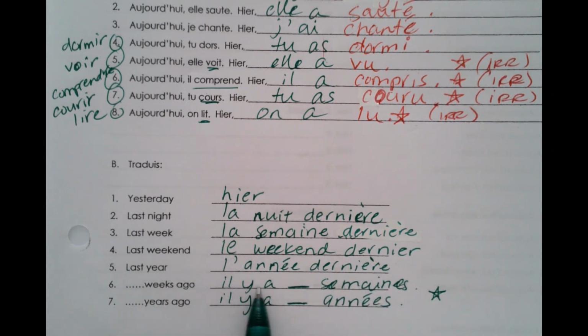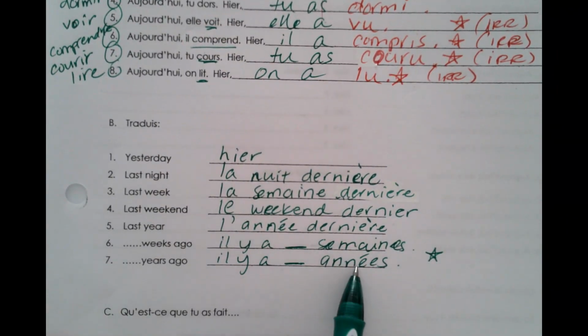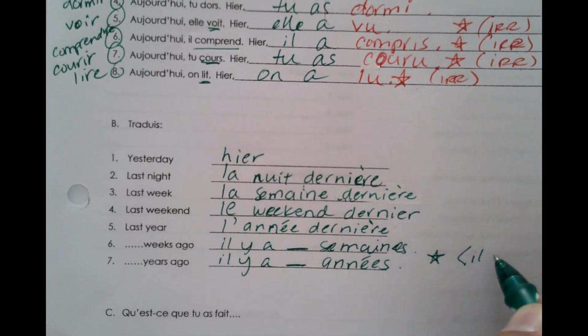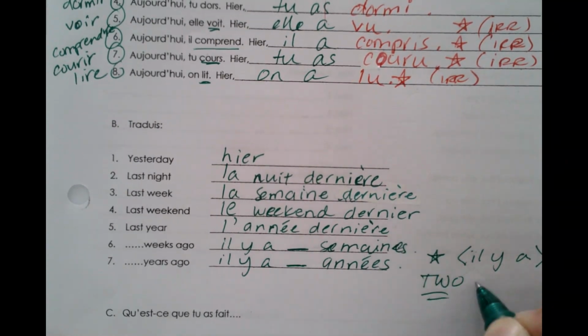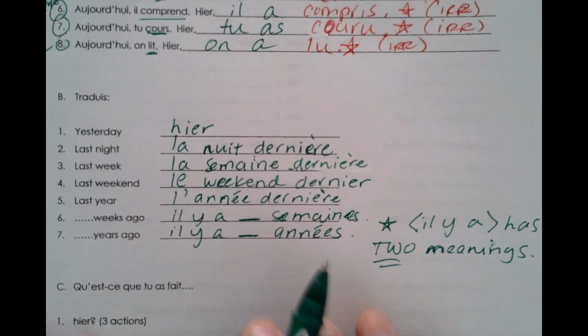Weeks ago and years ago. So you know il y a. You've heard il y a before. When it's used with a time reference, with a number and weeks or years or days, it means ago. Okay, so il y a, copy please. Il y a has two meanings. Okay, copy that please.